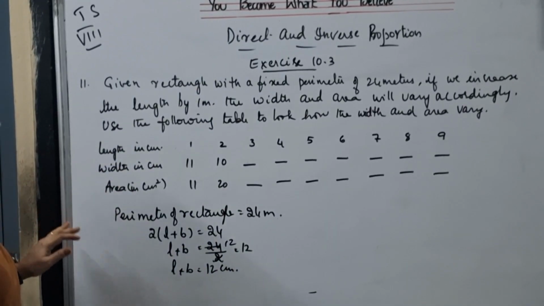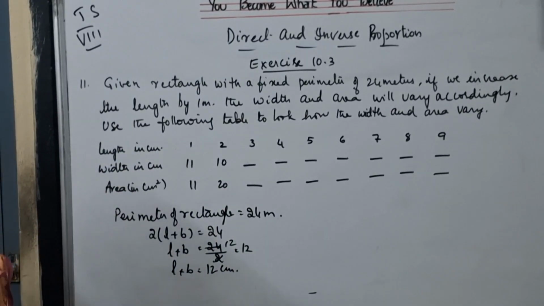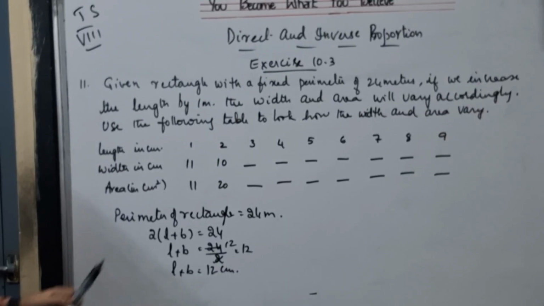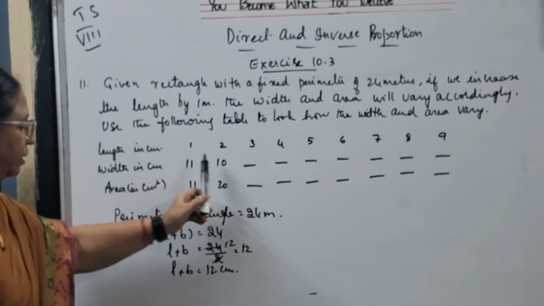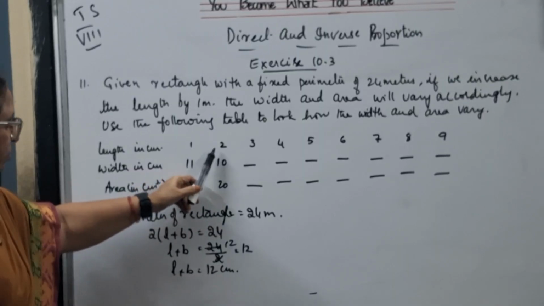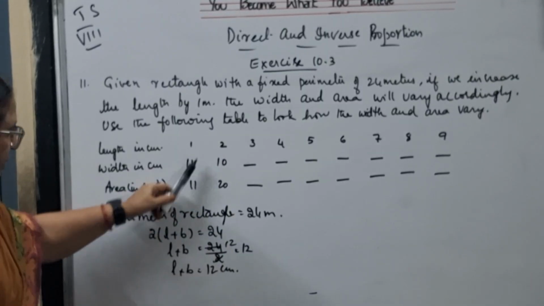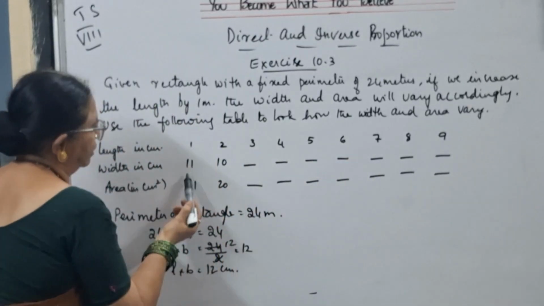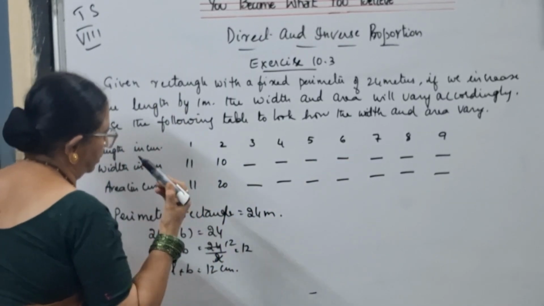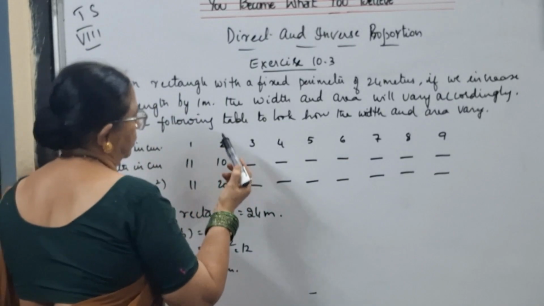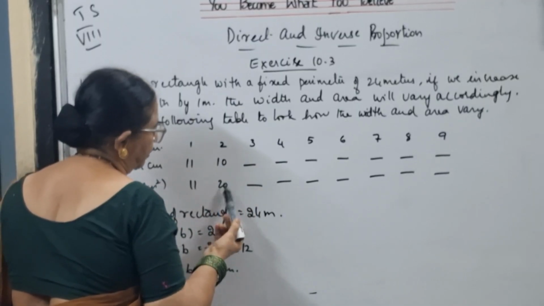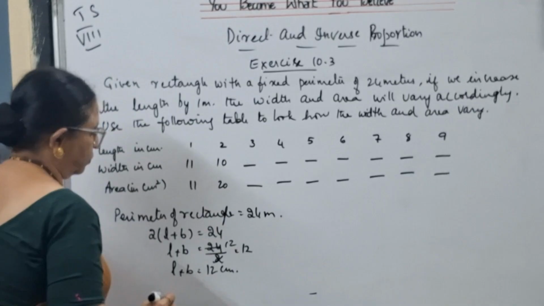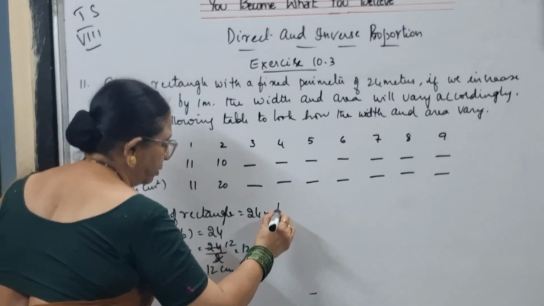Now the question is, we need to find out the width and areas for all these values. Children, here they have given for 1 centimeter and 2 centimeters. These are all lengths in centimeters. So for 1 centimeter, they have given its width and its area. For 2 centimeters also, they have given its width and its area. From 3, we need to find out. So let us see one by one.